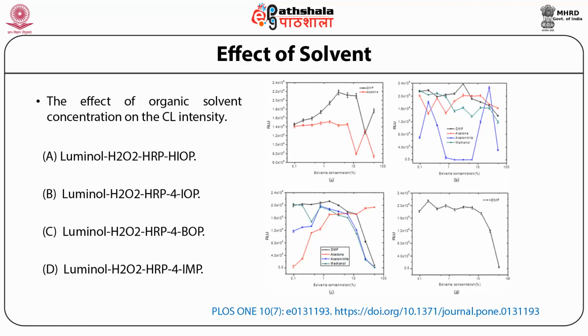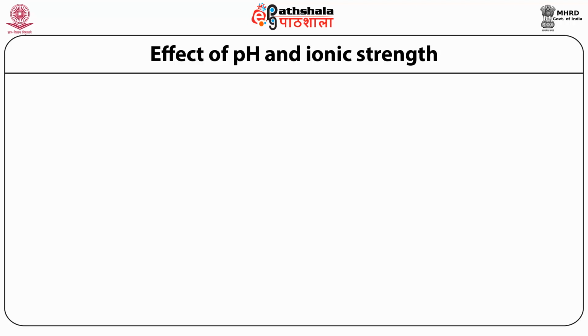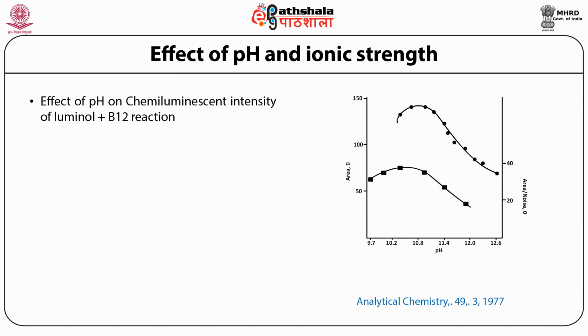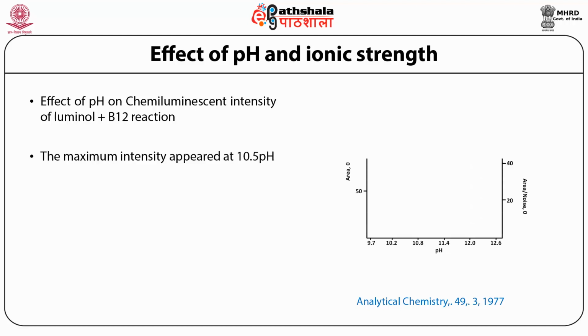So that indicates when you are working on a chemiluminescent system, you first have to optimize your system, then you can perform the analytical procedures. The solvent pH also has effect, and solvent ionic strength has also effect on chemiluminescent intensity. And this has been explained by studying the chemiluminescent intensity of luminol and vitamin B12 or thymine reaction. The maximum intensity has been observed at 10.5 pH, that means alkaline pH.